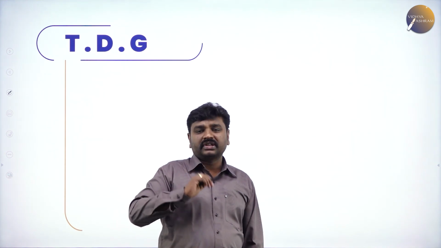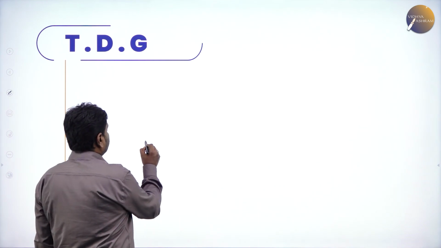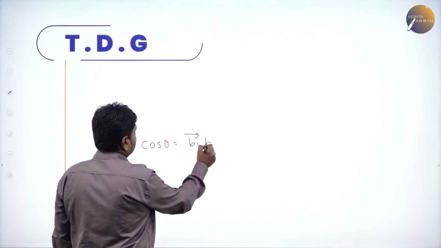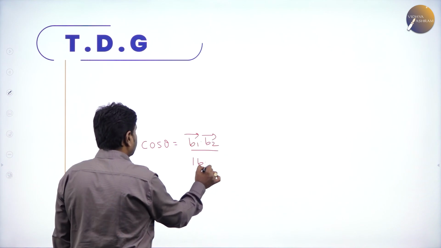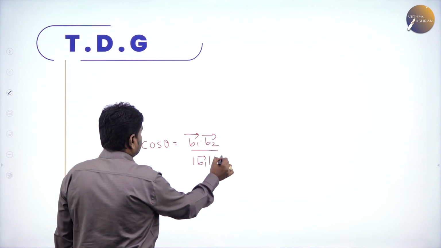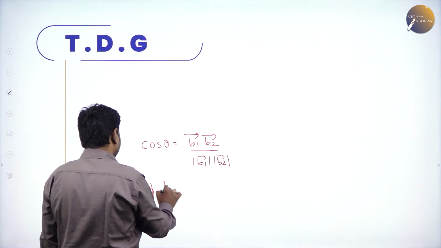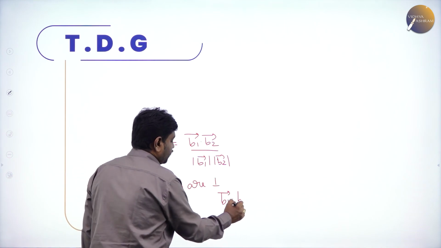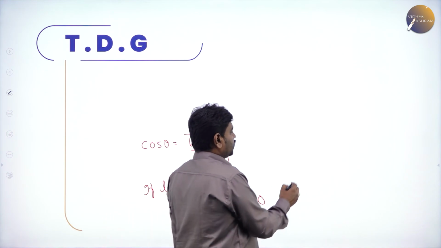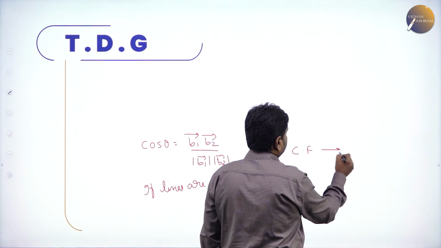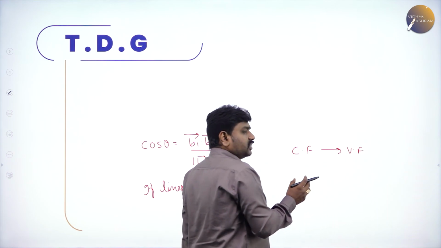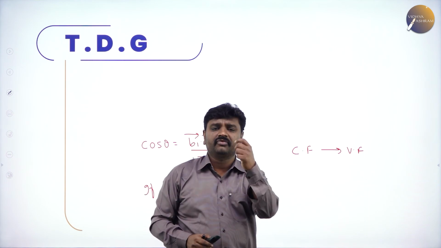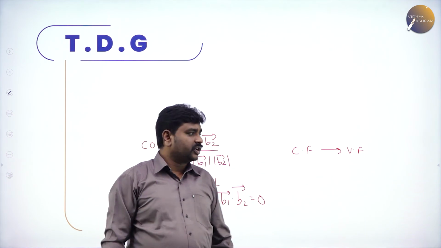So in today's class, I taught you how to find the angle between a pair of lines. What is the angle between a pair of lines? Cos theta is equal to vector b1 dot b2 divided by magnitude b1 times magnitude b2. Then a condition we learned: if two lines are perpendicular, then the dot product of the parallel vectors is 0. And the third important concept is conversion of Cartesian form to vector form. We need not convert; just take the denominators from the Cartesian form and put i, j, k, and it will become vector form. All these problems we have done in today's class.